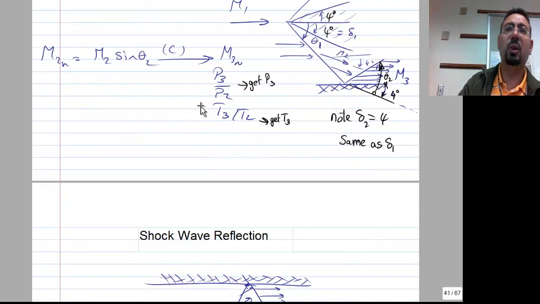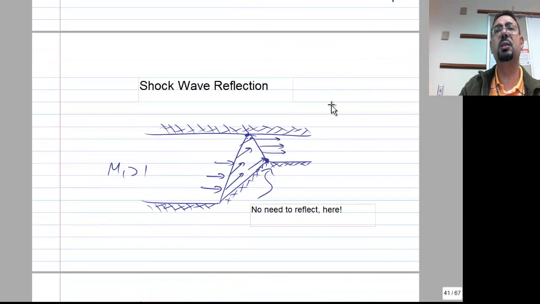Alright? So I'm not going to talk about this. You already know how to solve this, right? And we already talked about this too. Why is this shock reflecting from the upper wall? Why is this shock, the first shock, reflected from the upper wall?